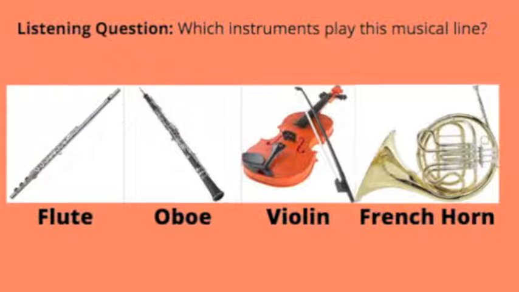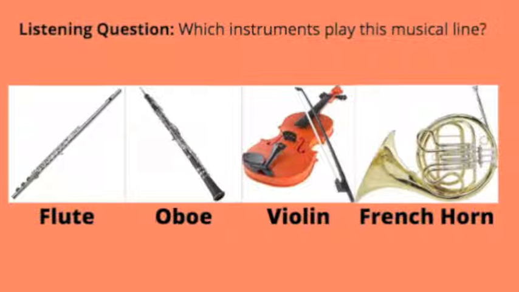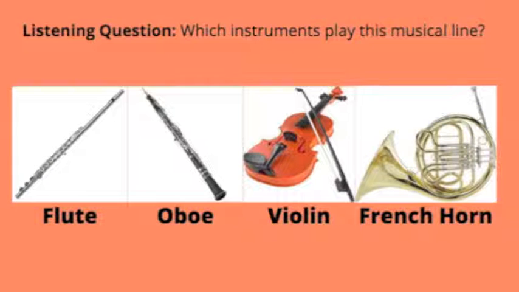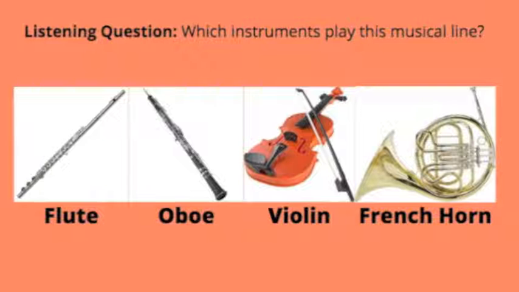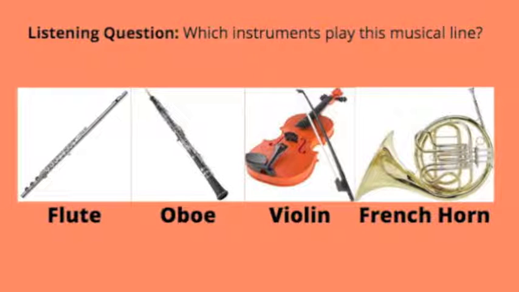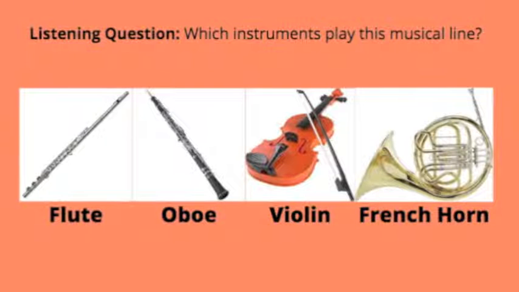All right, wasn't that so beautiful? That piece always gives me such a sense of calm. I love it. All right, so the answers to our listening question, which instruments play the musical line? The first instrument that has that da da da da da da is the flute. Then it passes it over to the oboe. Now, the flute and the oboe kind of bounce off of each other in this line a lot. But those are the first two instruments.